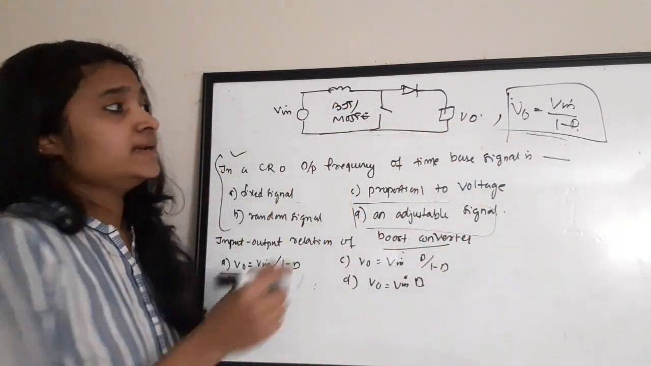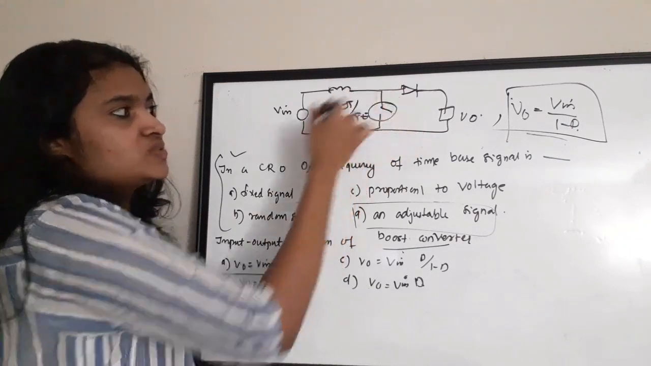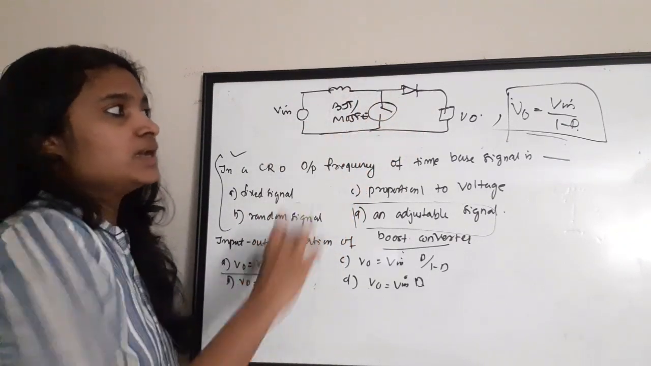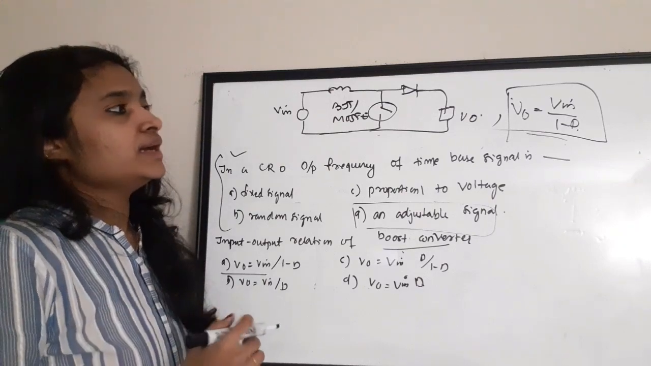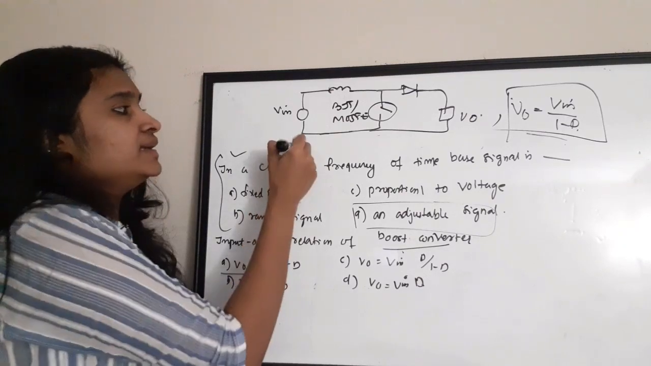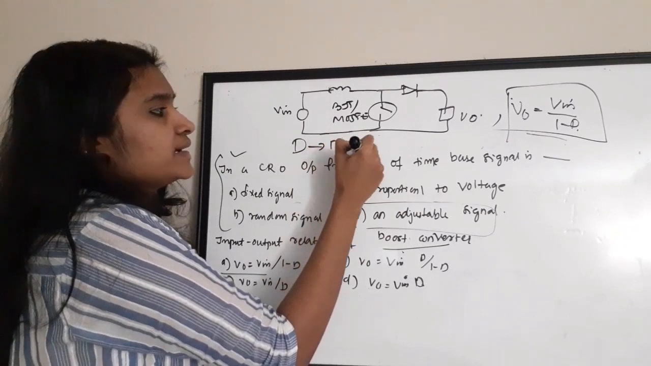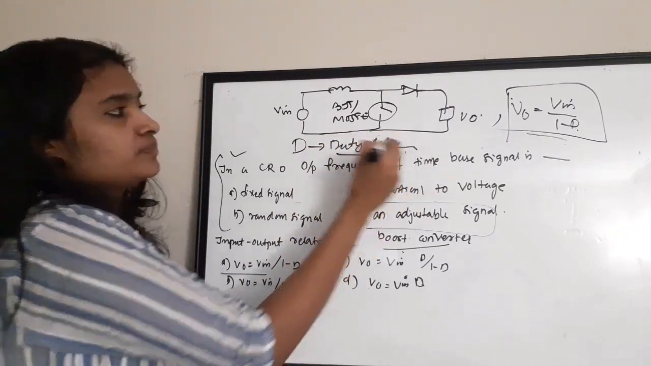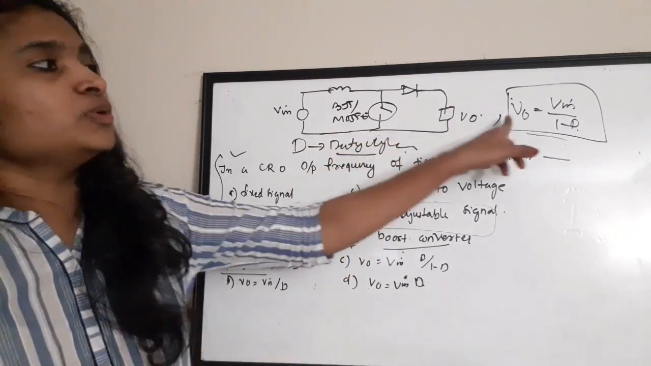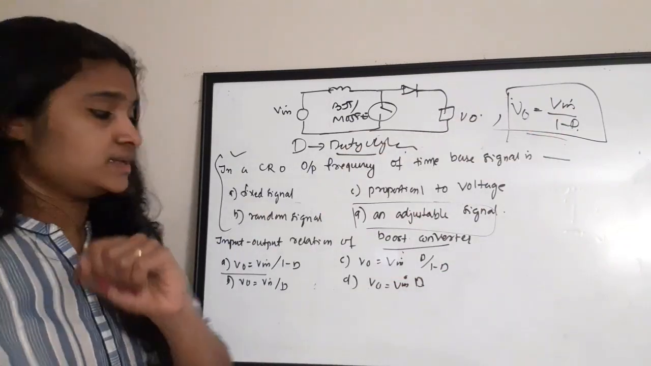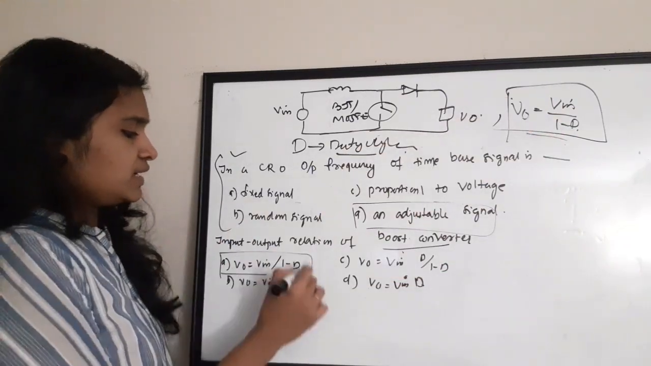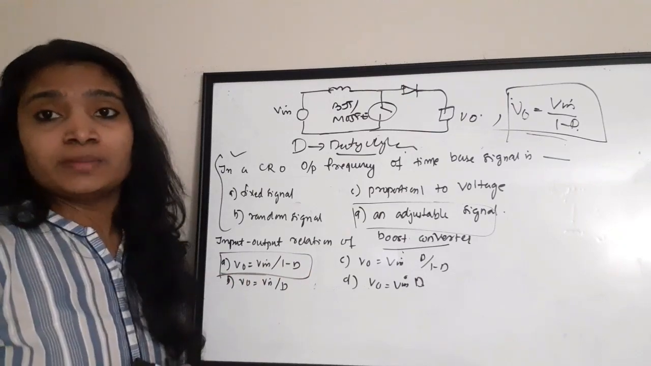Now what is D? D is the duty cycle of your switching signal. There is a switch here, and this transistor is acting as a switch. There is a switching signal, and D is the duty cycle of that switching signal. Okay, so this is the input-output relationship. V out is equal to V in by 1 minus D. The correct answer here is option A, which is V out equal to V in by 1 minus D.